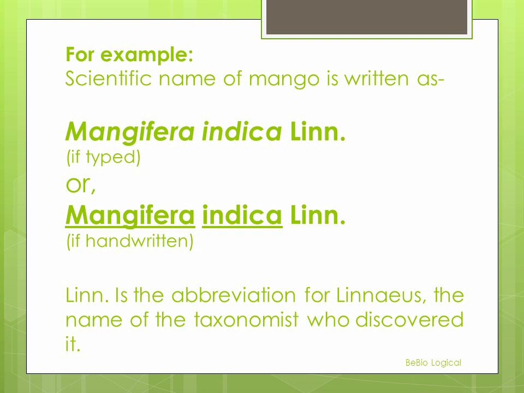The first or generic word is like a noun and its first letter is written in capital form. The second word or specific epithet represents the species. It is like an adjective. Its first letter is written in small form, except occasionally when it denotes a person or place.